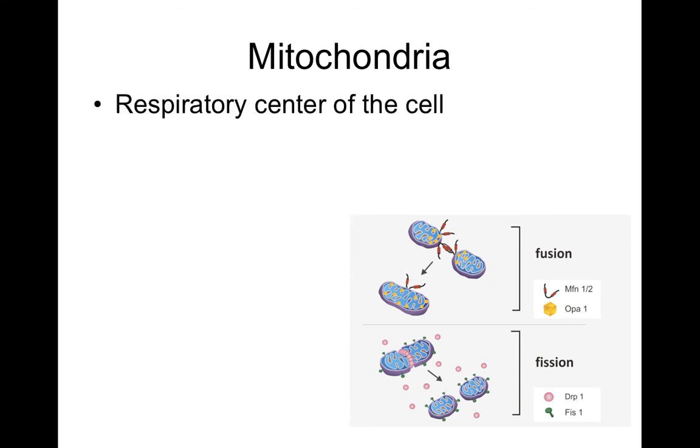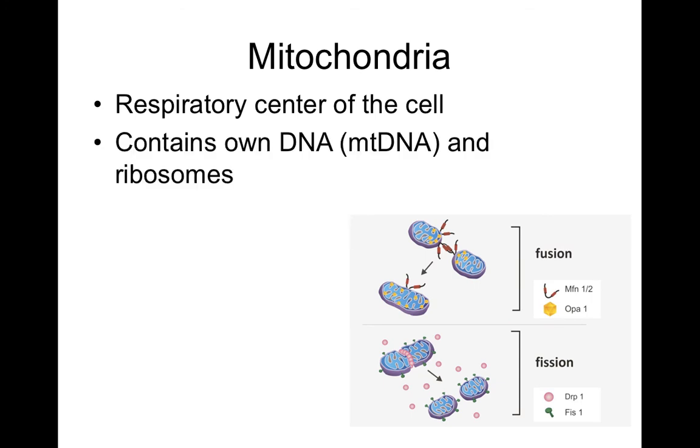The mitochondria. Now, the mitochondria, as you may have heard, is the powerhouse of the cell, also known as the respiratory center of the cell. The mitochondria has its own DNA. We call it mtDNA or mitochondrial DNA, and it is inherited from your mother. It also has its own ribosomes so that it can make its specific enzymes and proteins necessary for cellular respiration.